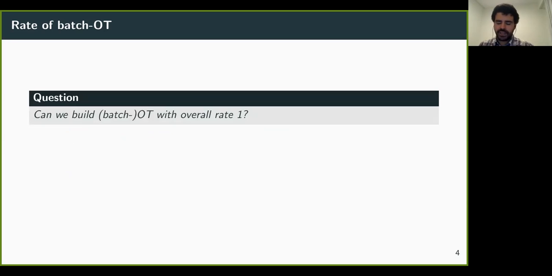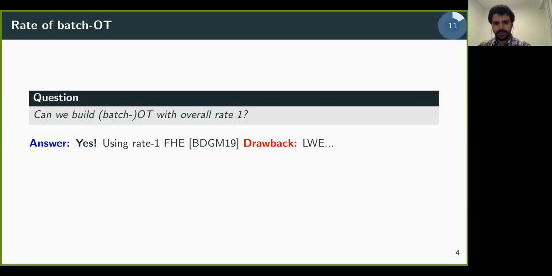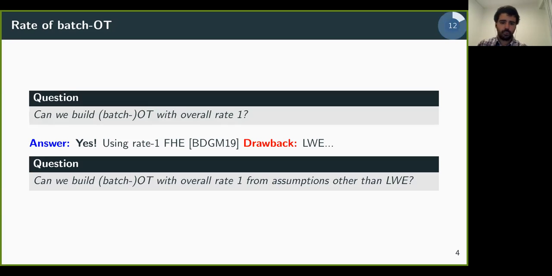So can we build OT with overall rate 1? That's the question. And the answer is yes, if we use rate 1 fully homomorphic encryption. But the drawback is that we can only do that from LWE. So what we ask in this work is whether we can build OT with overall rate 1 from assumptions other than LWE.